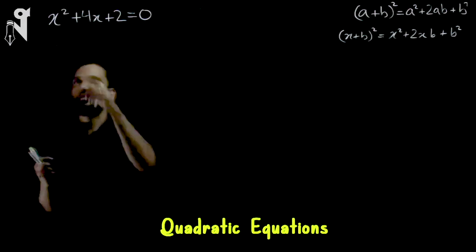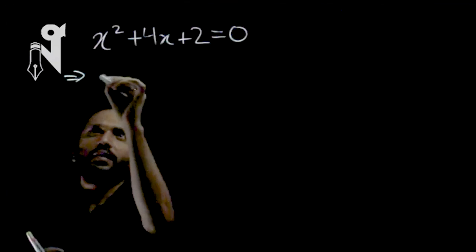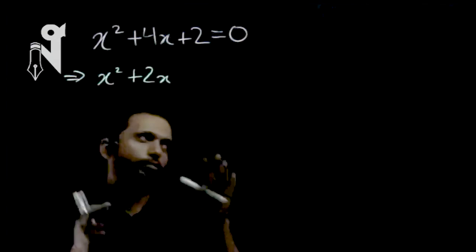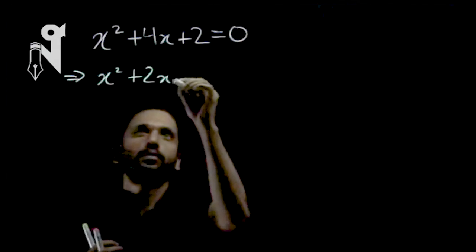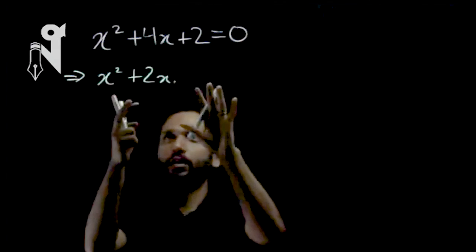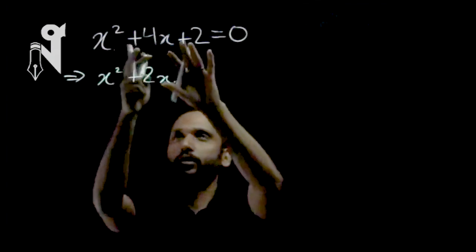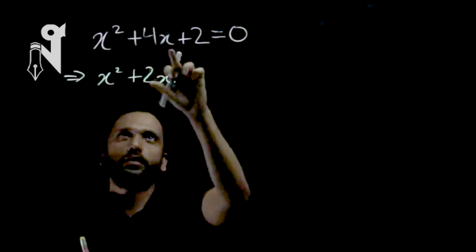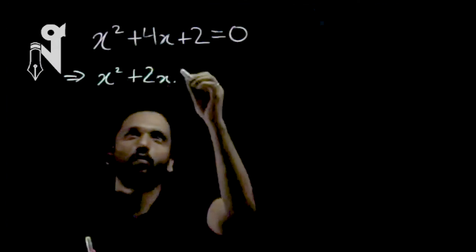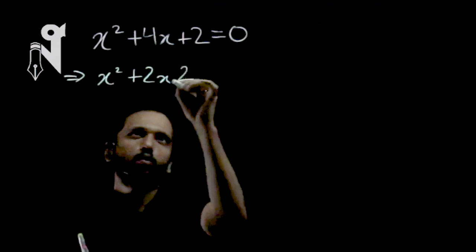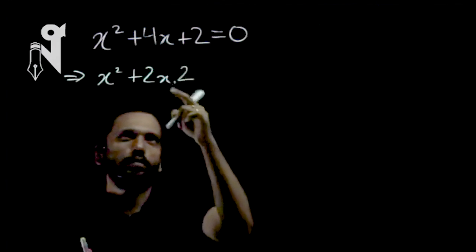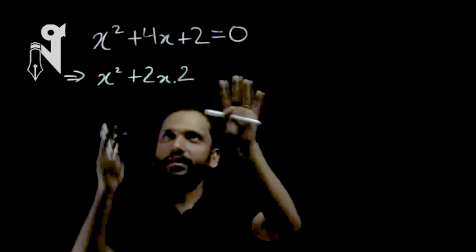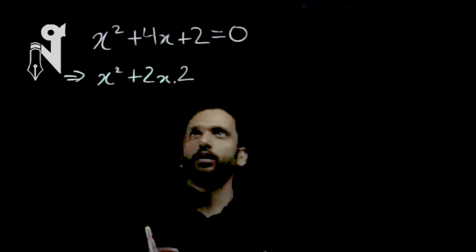X square is already there. Then to fit in the formula, I'll just blindly write x square plus 2x into something, because that's the formula. Here is where I take a pause and check what it should be so that I don't change the question. Till now I have not changed the question. X square is x square. Instead of 4x I write 2x into something. What will that be? That will be 2x into 2. So 2x into 2 is 4x. I have not done anything which is not equal to the previous question at all.